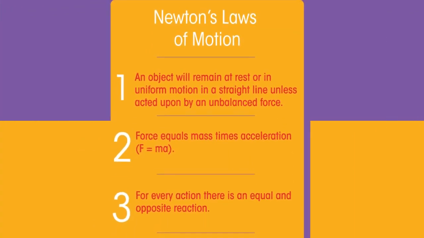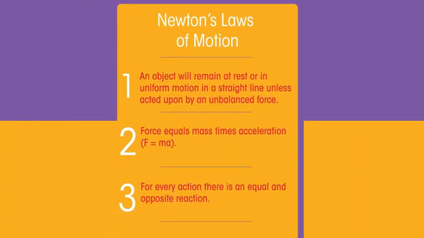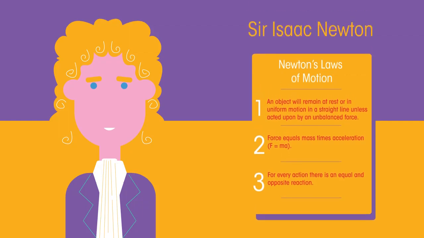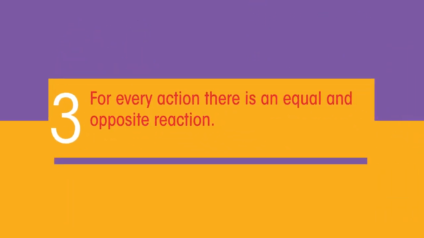There are three fundamental laws of motion, discovered by the English mathematician and scientist Sir Isaac Newton, all the way back in the 17th century. In this video, we will describe and apply Newton's third law of motion. The third law of motion states that for every action, there is an equal and opposite reaction.